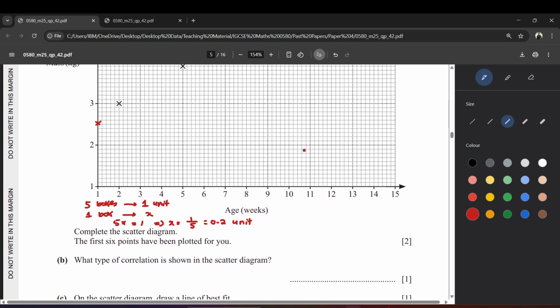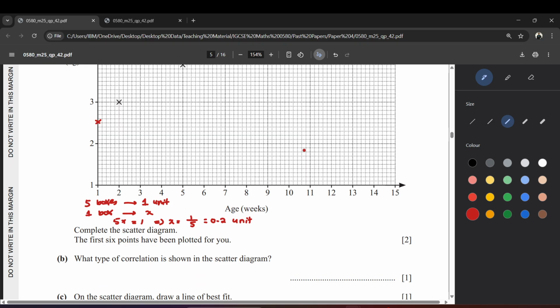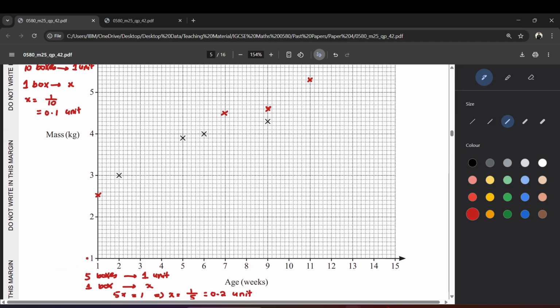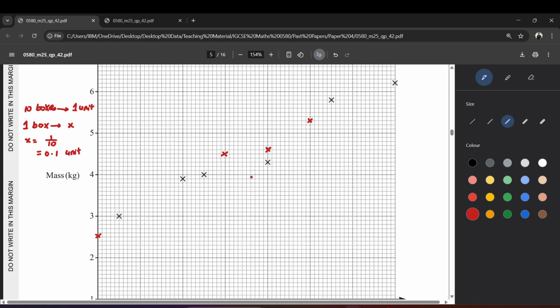Now the question is, what type of correlation is shown in the scatter diagram? Now when it asks you the correlation and the number of marks is only 1, so basically they're asking you, is it a positive correlation, is it a negative correlation, or is there no correlation? They're not asking you about strong or weak correlations. Okay, so we can see that as the age increases, the mass also increases. So when both the variables increase, that is a positive correlation.